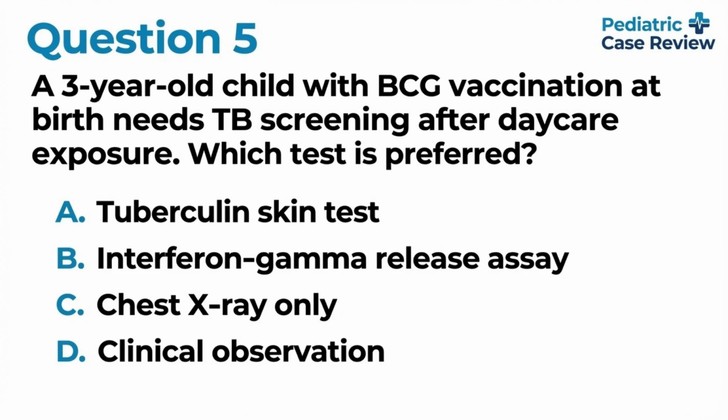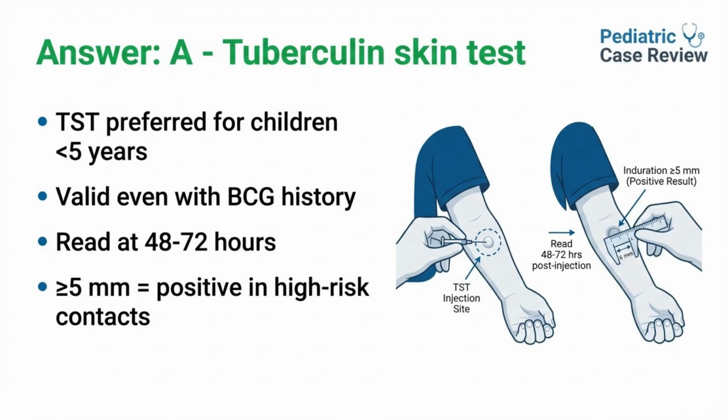Question 5. A 3-year-old child with BCG vaccination at birth needs tuberculosis screening after daycare exposure. Which test is preferred? Option A, tuberculin skin test. Option B, interferon gamma release assay. Option C, chest X-ray only. Option D, clinical observation. The correct answer is option A, tuberculin skin test.